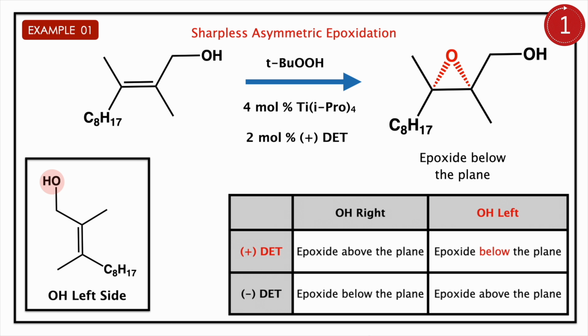Here we will go step by step. Our first step is to bring the alkene vertical. Once you bring the alkene vertical, OH above, you can clearly see OH is on the left hand side. Here DET is given as plus. So if you look at the table, plus DET, OH left means below the plane epoxide. So you draw the epoxide below the plane using the dotted structure.